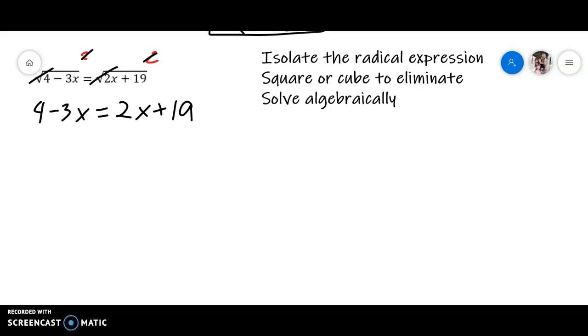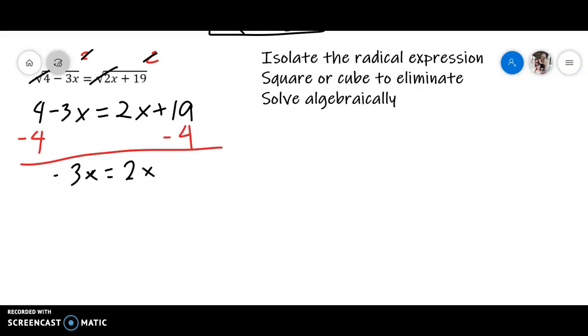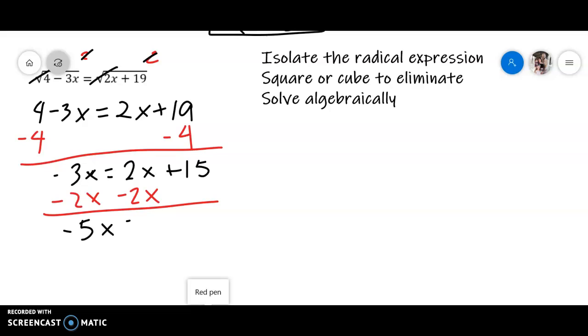There's a lot of ways you can do this. I'm just going to move the numbers to the right side and the variables I'll keep on the left side. So I'll subtract 4 here, subtract 4 there. Negative 3x equals 2x plus 15. Now I'll subtract 2x on this side and subtract 2x on that side. Negative 3 and negative 2, that becomes negative 5x, equals 15. So solve for x, divide by negative 5. 15 divided by negative 5 is negative 3.